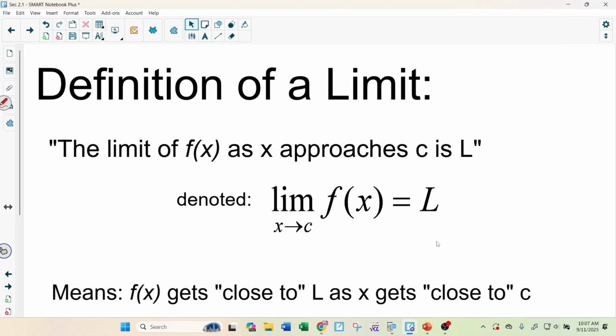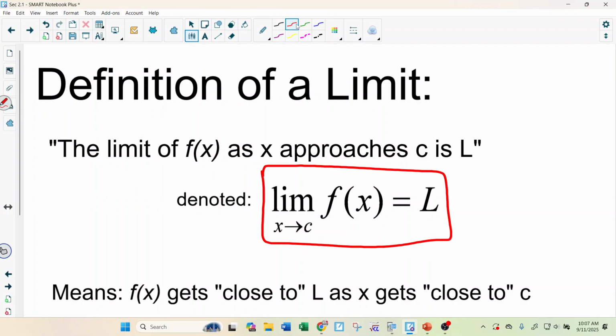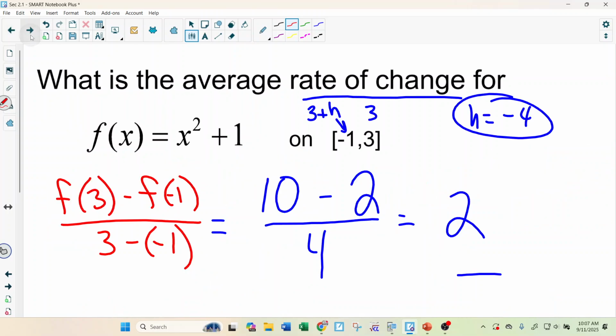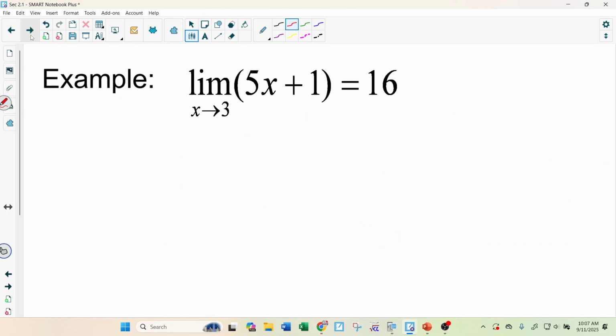All right, our definition of a limit. The limit of f of x as x approaches c is L. So that's how we would say this limit right here. The way we would read that is the limit of f of x as x approaches c is equal to L. If we look at one we looked at before, something like that, we would say that is the limit of 5x plus 1 as x approaches 3 and is equal to 16. Okay. So what does that mean?